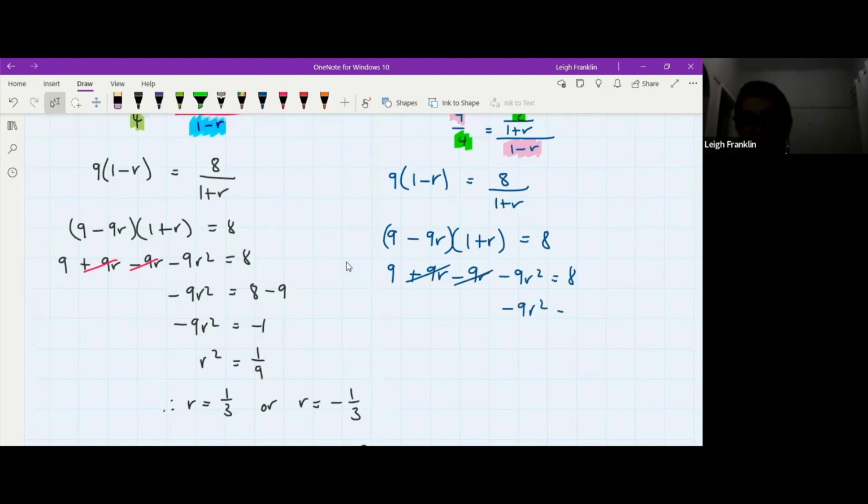If I take my 9 over to the other side, minus 9r squared is going to be equal to -1, which means that r to the power of 2 is 1/9. And that's why we went back to the beginning where we said, well, either r is going to be a positive third or r is going to be a negative third.